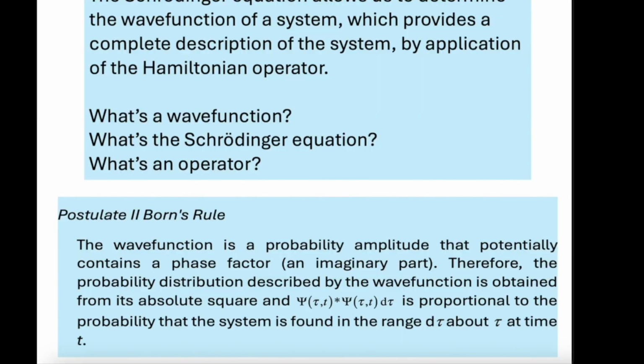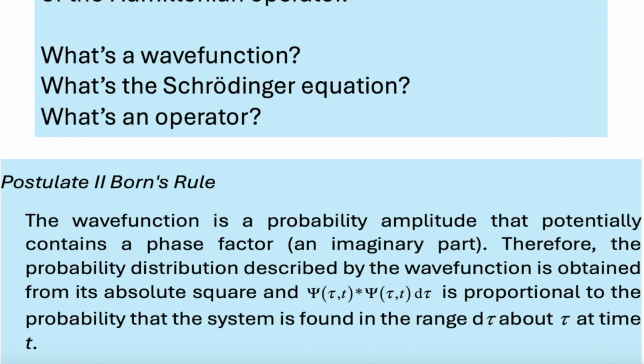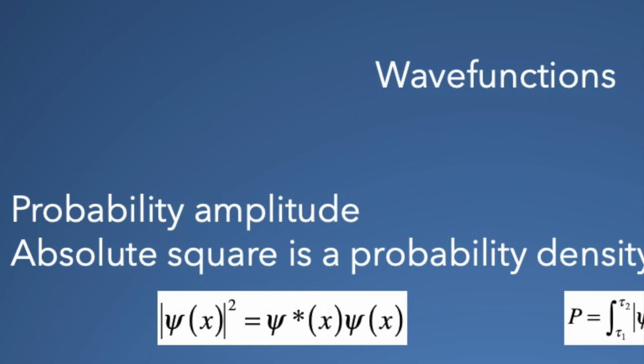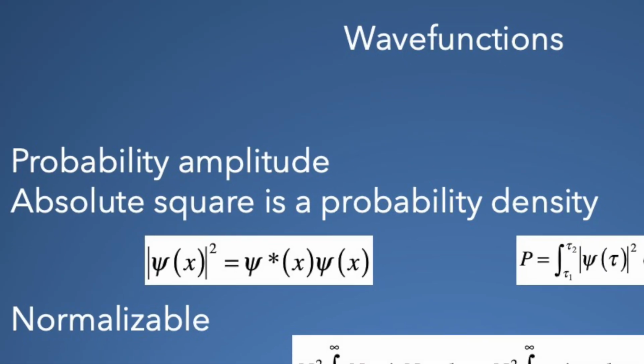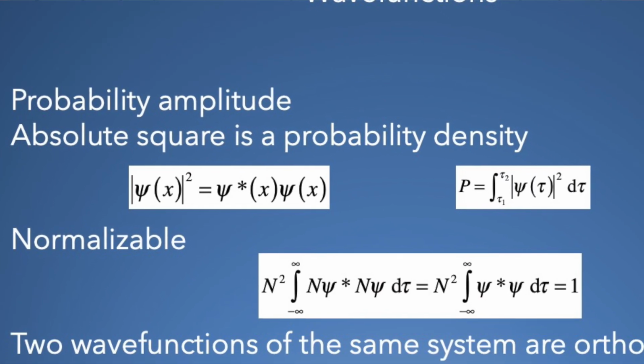So let's take a look at postulate 2, Born's rule. It says the wave function is a probability amplitude. It's got a phase factor in it. So if we take the absolute square of it, we'll end up getting a probability distribution. So now we can see why we want the wave function and its square.